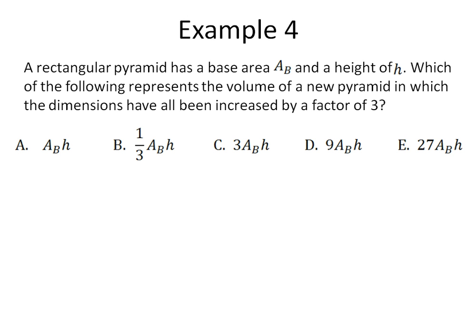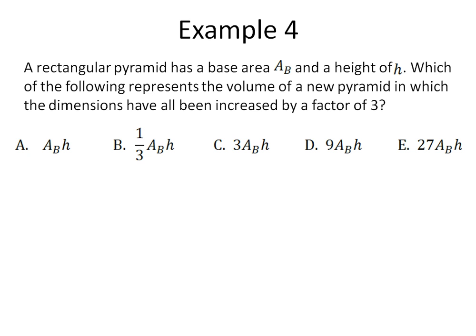Let me get back to this. They're giving us, this is a multiple choice question. They gave us 5 choices here, so we have to figure out which one is correct. So would the volume of the new one simply be the area of the base times the height? Would it be 1/3 of the area of the base times the height? Would it be 3 times the area of the base times the height? Or would it be 9 times the area of the base times the height? Or 27 times the area of the base times the height?